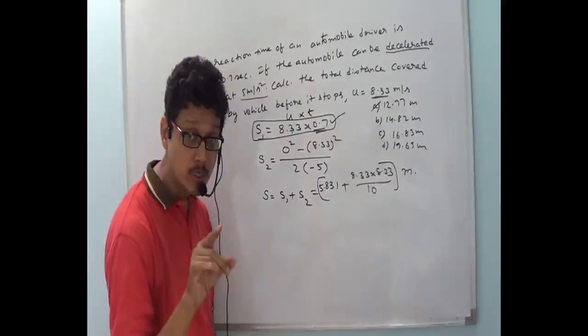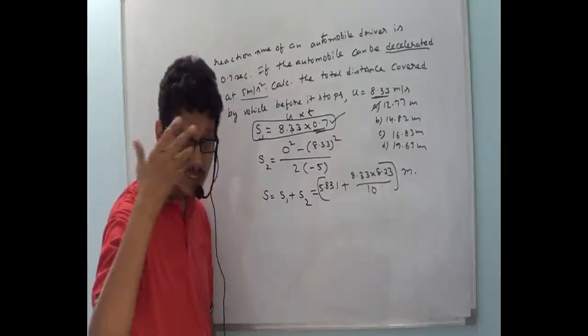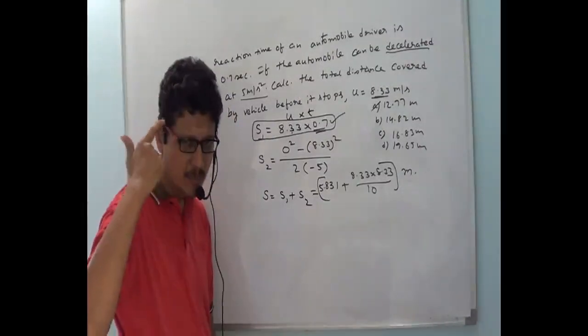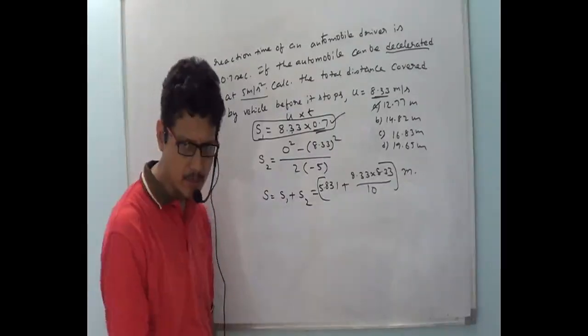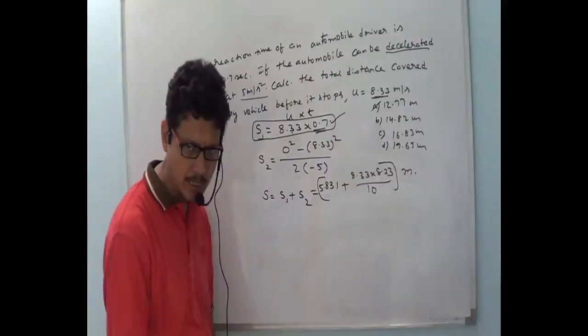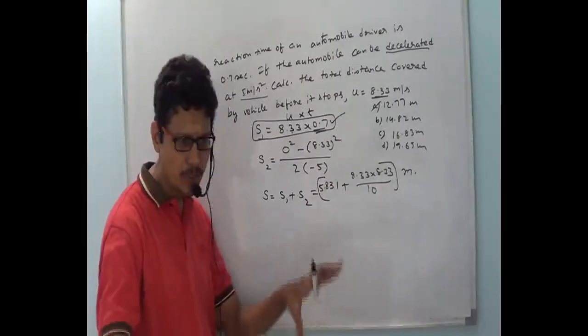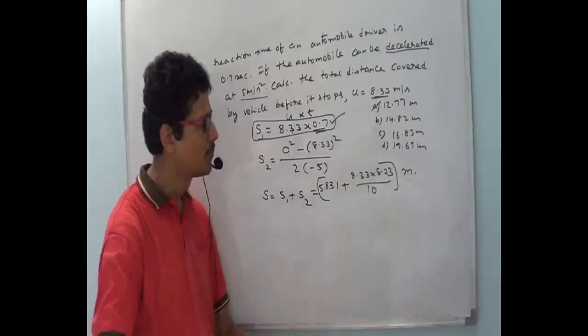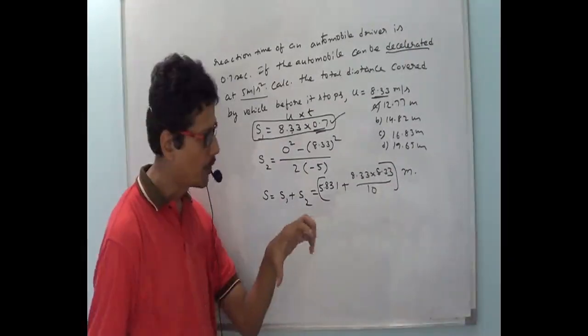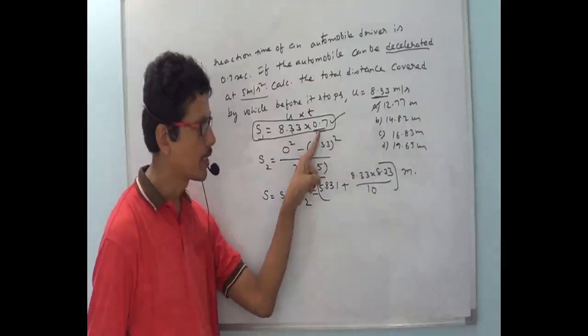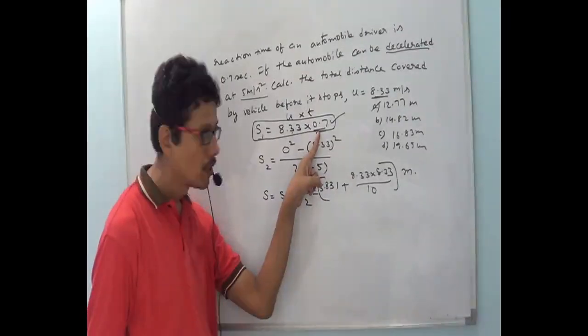Seeing the traffic signal, something goes into our mind, no? And that mind will send signals to our legs to apply the brake. For some scooties, you will be having the brakes only here, so the mind will send the signal to our hand to apply the brakes. That time is 0.7 seconds. That is called reaction time.